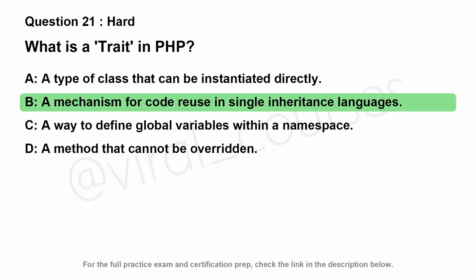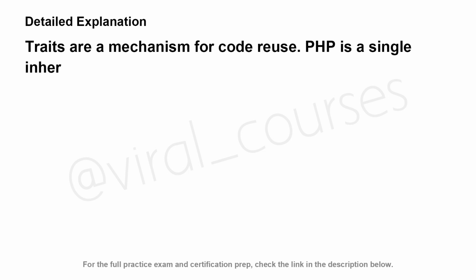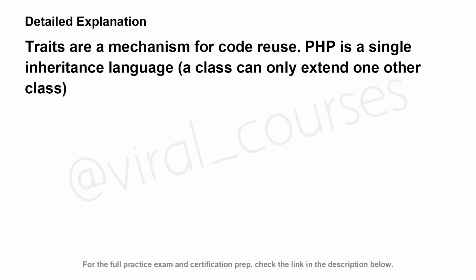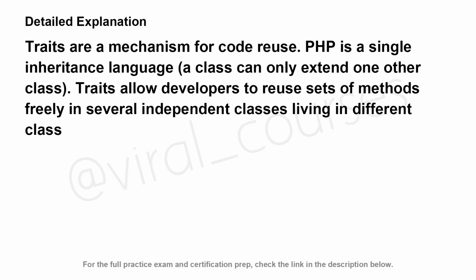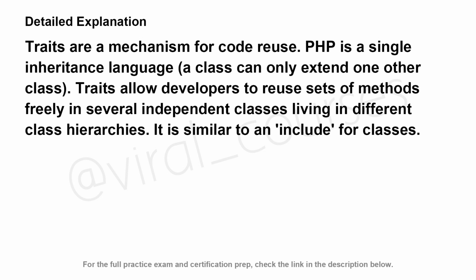The correct answer is B. Traits are a mechanism for code reuse. PHP is a single inheritance language. A class can only extend one other class. Traits allow developers to reuse sets of methods freely in several independent classes living in different class hierarchies. It is similar to an include for classes.